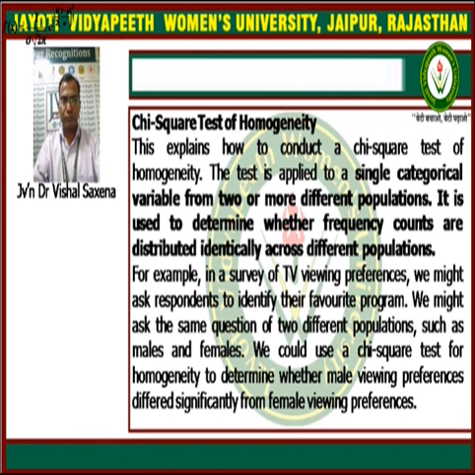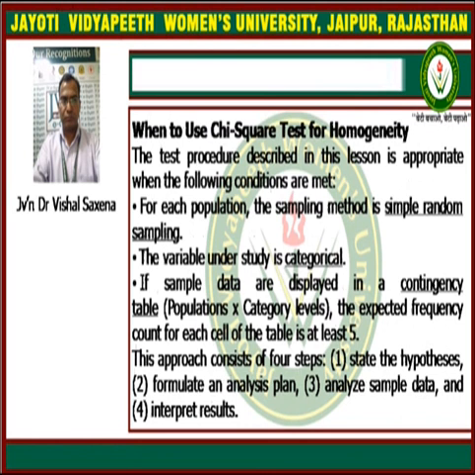So it means we have one categorical variable, that is the viewing preferences, and two populations, males and females, and that's why we can apply the chi-square test of homogeneity for this example. And when to use the chi-square test of homogeneity?